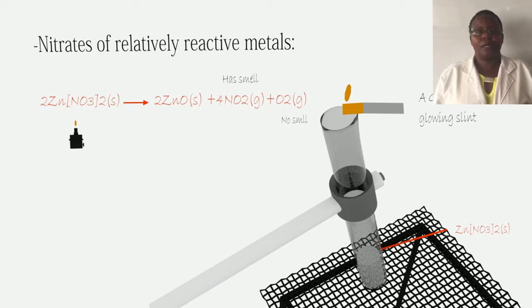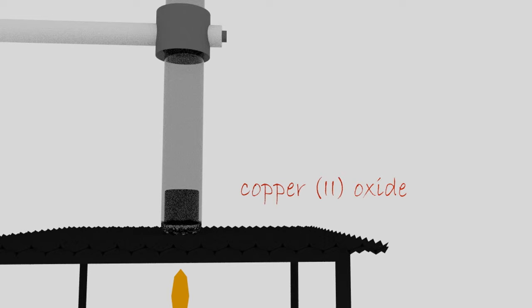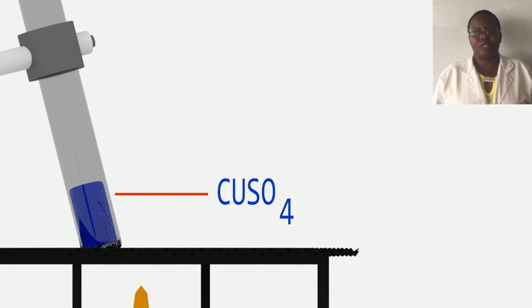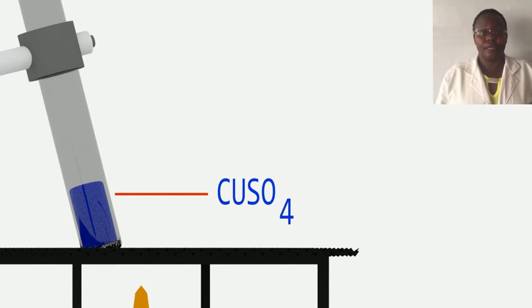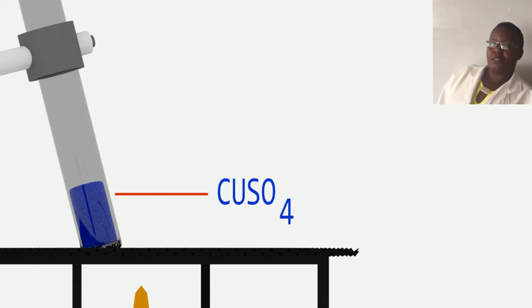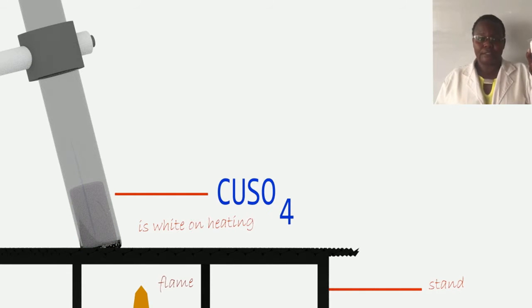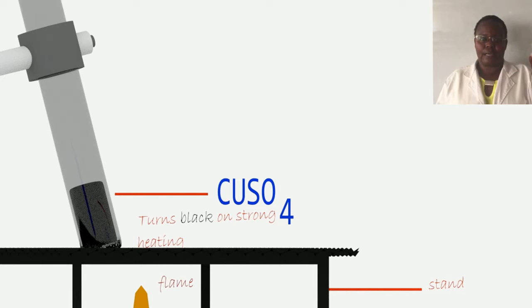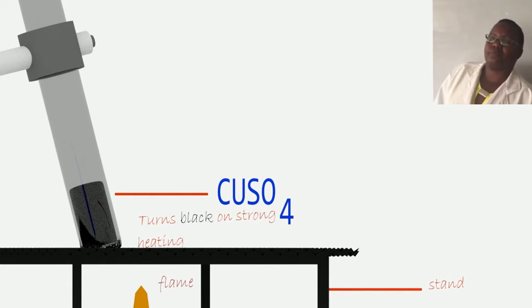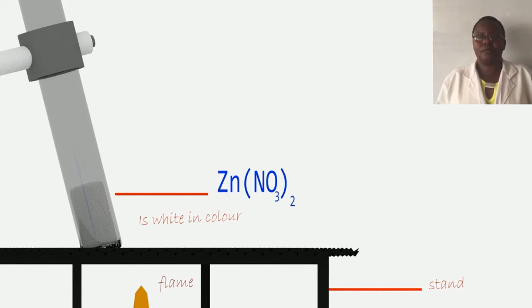For example, we have copper 2 oxide, which is black, and most of the compounds containing copper are either blue or green. So during heating, if we use, for example, copper 2 sulfate, it will turn from blue to white, and on strong heating to black. So the conclusion: if you are given a solid that is blue and it turns black on heating, you have copper ions.